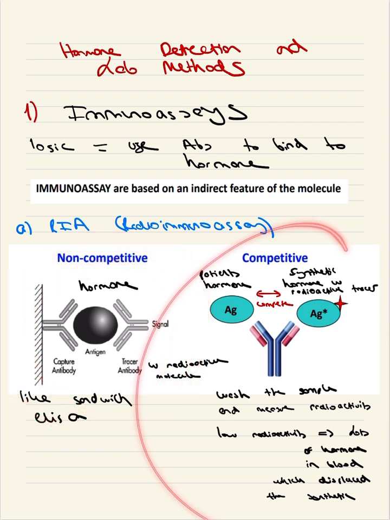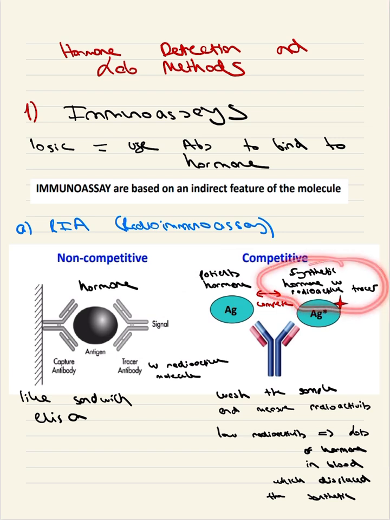Whereas in competitive, you have a synthetic hormone with a radioactive tracer and the patient's hormone. And they compete for the antibody, okay? And then you wash this sample and measure the radioactivity. If you have a lot of radioactivity here, this means that the patient doesn't have the hormone because it couldn't compete, right? All of the antibody is occupied by the radioactive synthetic antigen. Whereas if you have low radioactivity, it's the exact opposite. It means that the patient has a lot of the hormone and it competed with the synthetic one, so you can actually quantify it by measuring the radioactivity. So this is really good, okay?